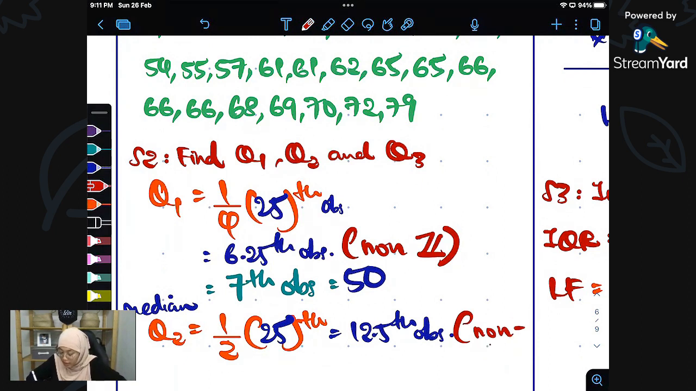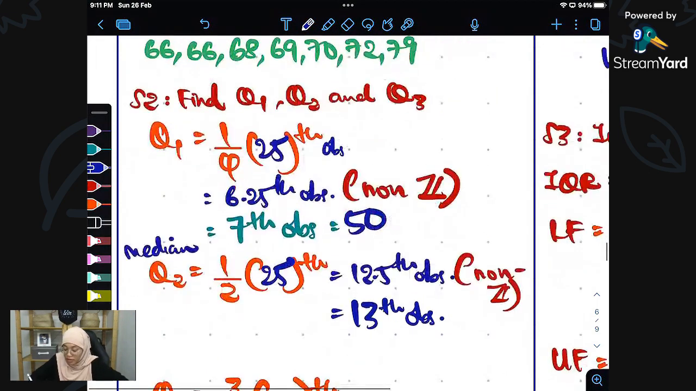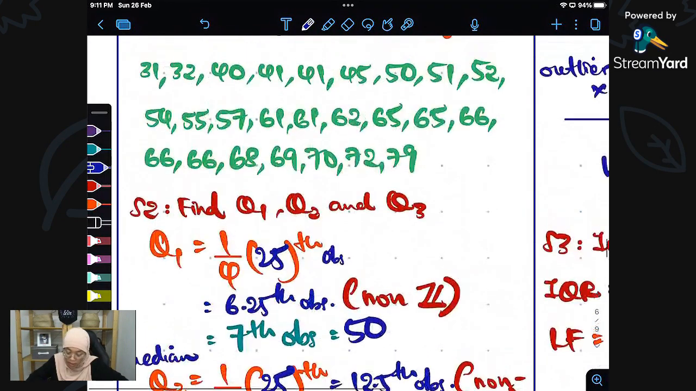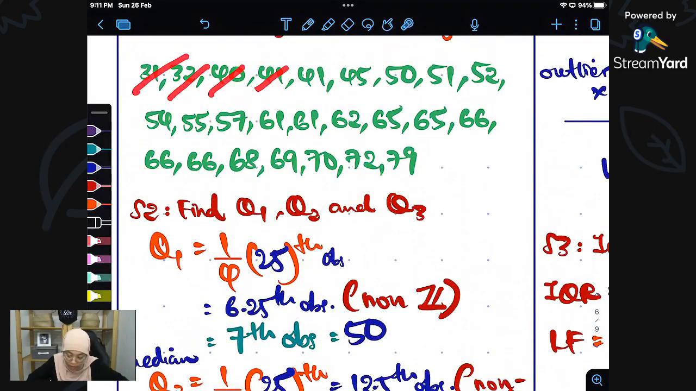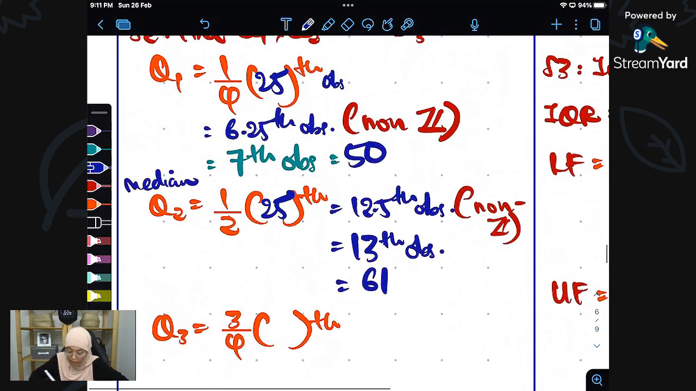Integer. So non-integer, we round up again to the next integer, which is the 13th observation. The 13th observation is 1, 2, 3, 4, 5, 6, 7, 8, 9, 10, 11, 12, 13. So 13 is 61. You write there 61. The answer is 61. And then the last one is the third quartile.